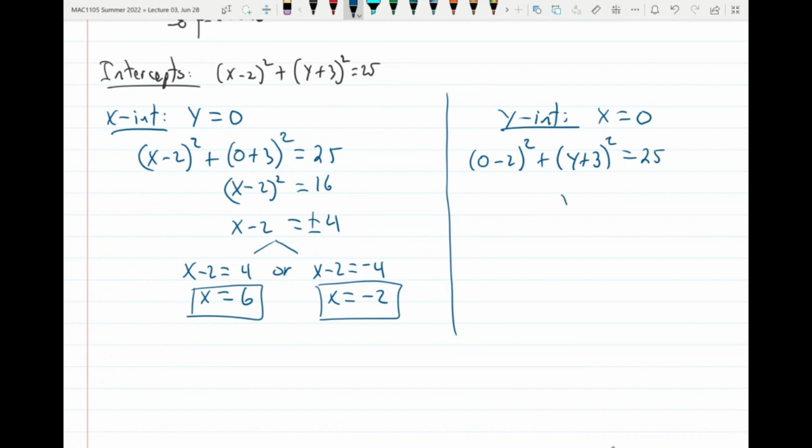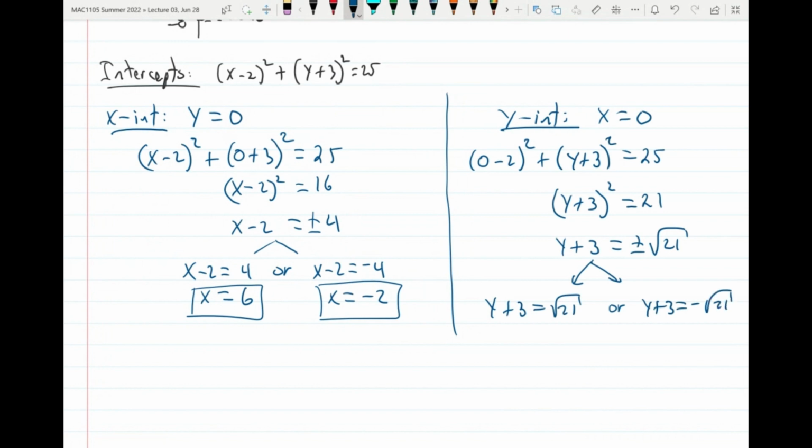So that would mean that y plus 3 squared equals, moving the 4 to the other side, 21. So we get y plus 3 is plus or minus square root of 21. So two equations here. y plus 3 is square root of 21, or y plus 3 is negative square root of 21. So negative 3 plus square root of 21, and negative 3 minus square root of 21.